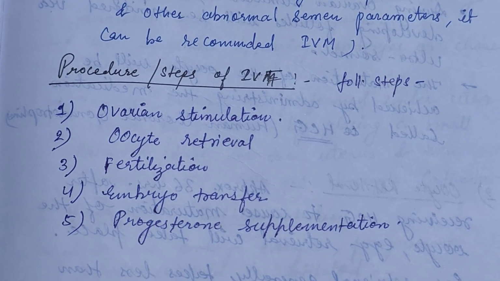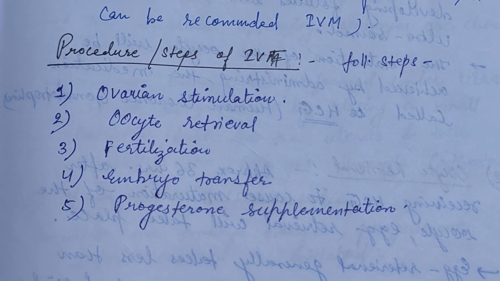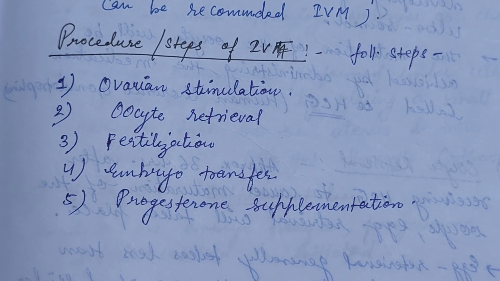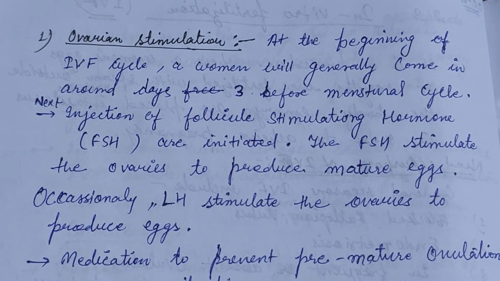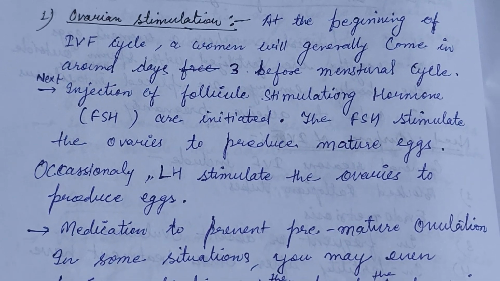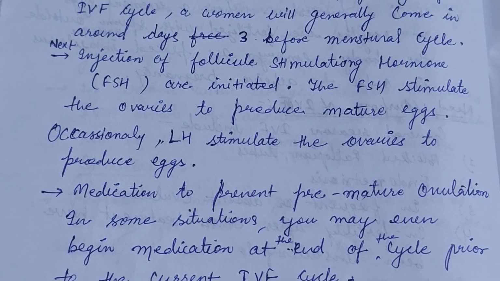The steps of IVF are ovarian stimulation, then oocyte retrieval, after that fertilization, embryo transfer, and then progesterone supplementation. The first step is ovarian stimulation. At the beginning of the IVF cycle, a woman will generally come in around day 3 of the menstrual cycle.